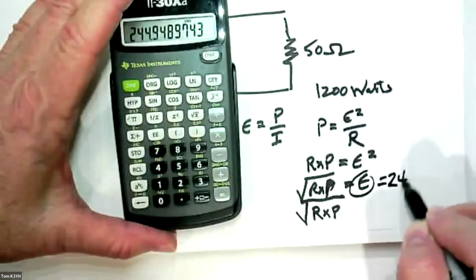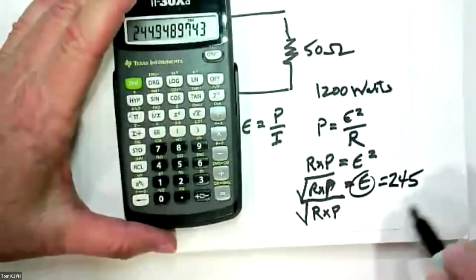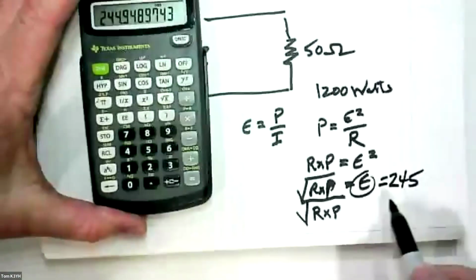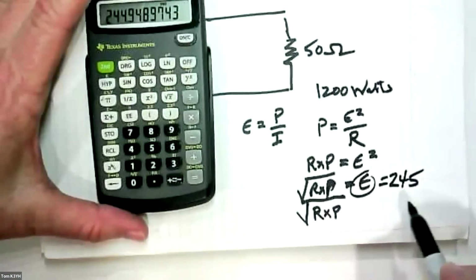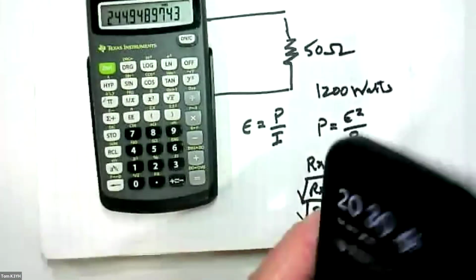And again, for AC power, that is VRMS. So that's the answer. I don't have to convert it to anything else.